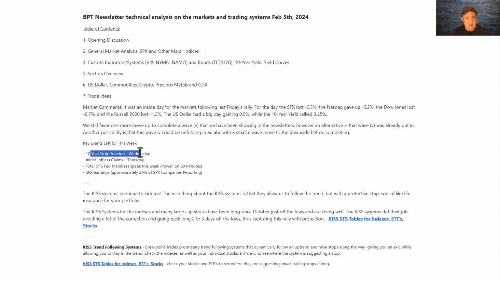Here are the key events for this week. 10-year Treasury note auction on Wednesday, initial jobless claims Thursday. We have 6 Fed speakers this week, and Powell on 60 Minutes. And for earnings, approximately 20% of the S&P 500 companies are reporting. The market has been holding up in earnings season, but as we get through these, it'll have less reason to hold up. But for now, nothing's changed.